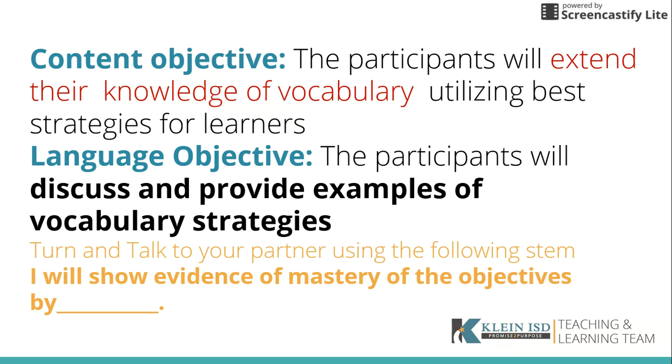At the beginning of your session, we encourage you to go over the content and language objective quarterly with your participants. The content objective: the participants will extend their knowledge and vocabulary utilizing best strategies for learners. The language objective: the participants will discuss and provide examples of vocabulary strategies. As always, make sure to engage your audience by using the turn and talk strategy and having them complete the following sentence stem: I will show evidence of mastery of the objectives by.